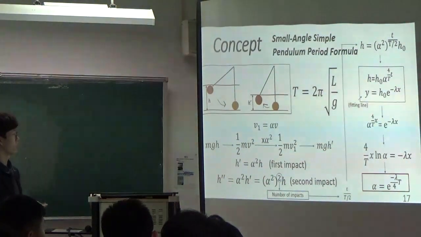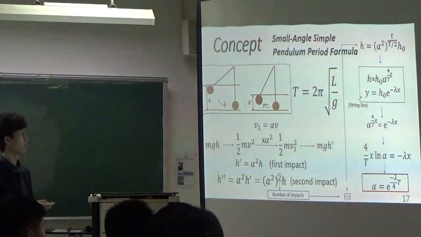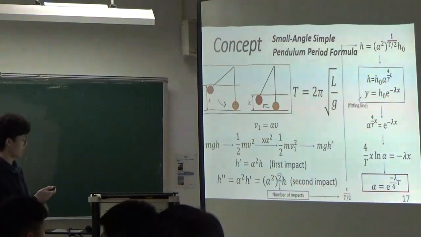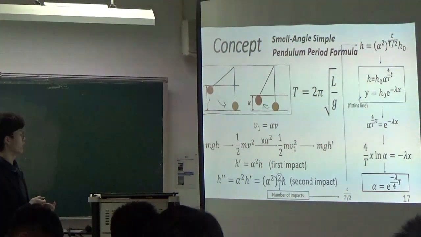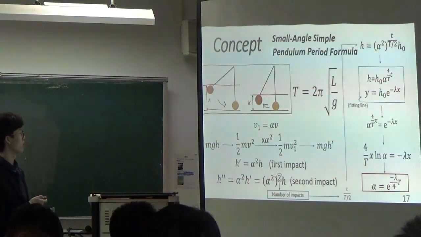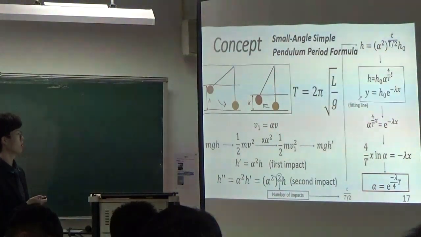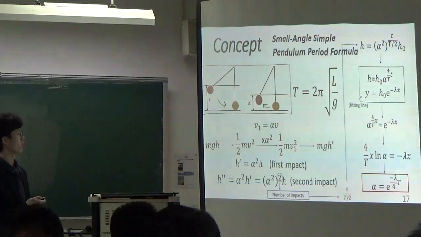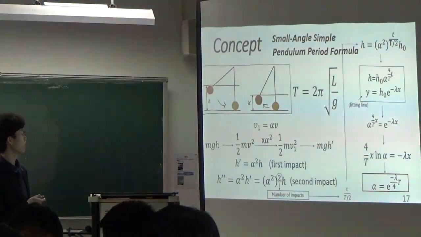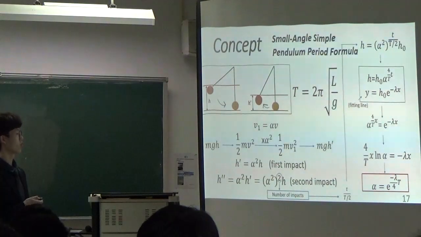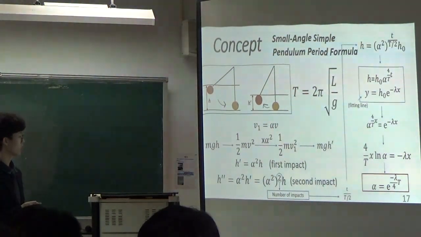About the concept, the small angle formula. As you can see in the photo there, H means the initial height, and when it collides with the yellow ball, the orange ball will go back, but not back to the initial height. And H prime means the final height.